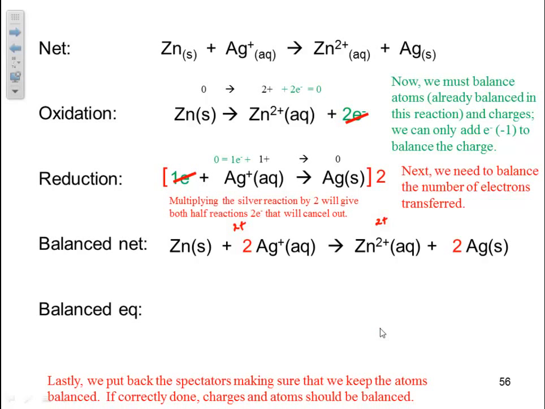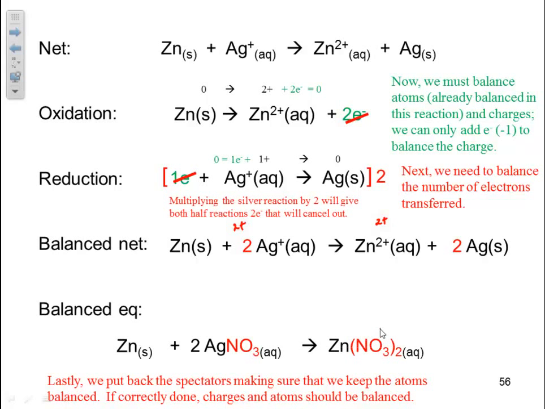So I have to put back the spectators, making sure that the atoms stay balanced. If correctly done, the charges and atoms should be balanced. So I have zinc, I bring it down. Nitrate was the spectator ion we dropped on silver, so I put that back. I've got to make sure that I only have 2 silvers, so by putting in the nitrate, that didn't change my number of silvers.